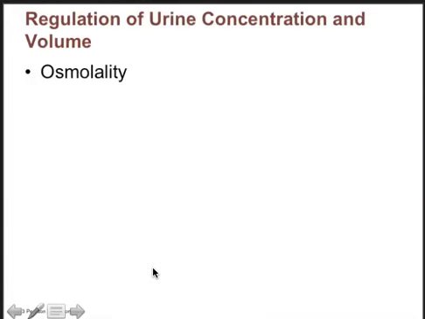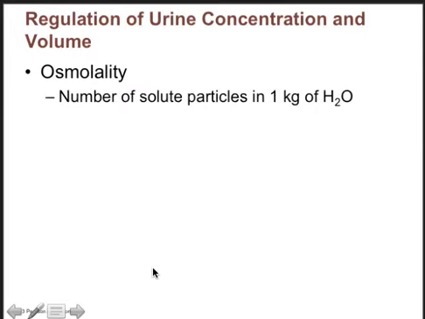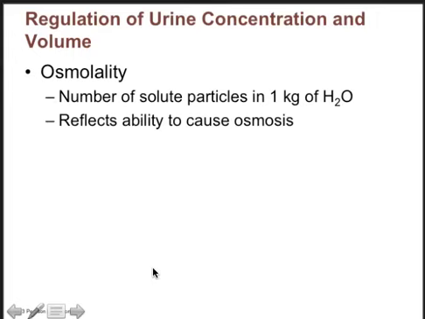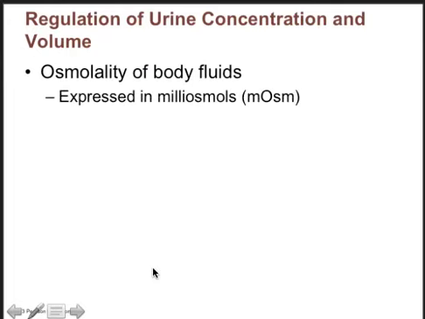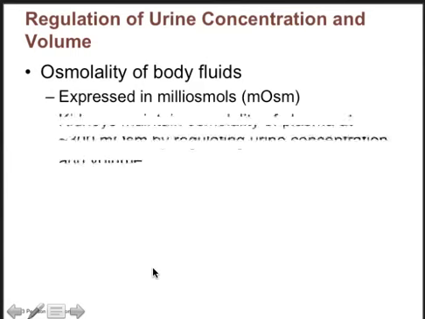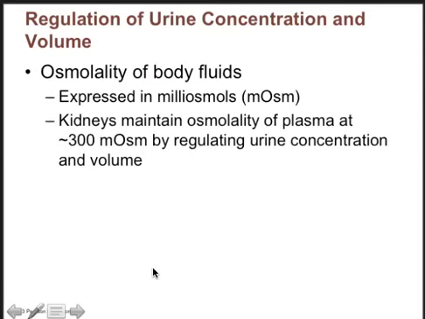Okay, so how do we regulate urine concentration and volume? Well, we need to get our minds wrapped around the concept of osmolality. This is the number of solute particles in a kilogram of water, and it reflects the ability of that particular volume of solute to cause osmosis. It's expressed in milliosmoles. The kidneys maintain the osmolarity of plasma at about 300 milliosmoles by regulating urine concentration and volume.